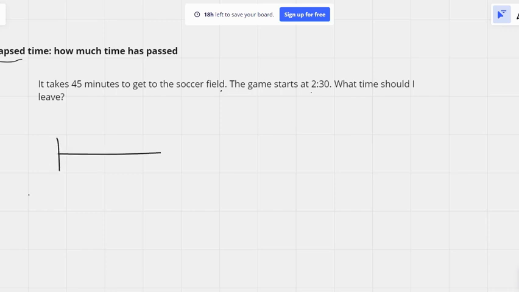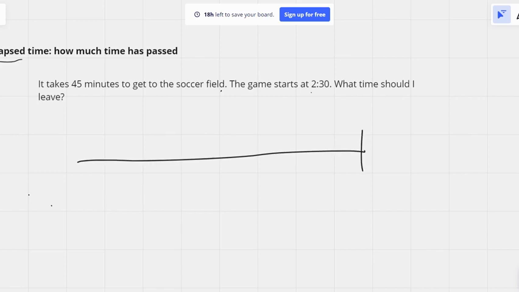So if I take my number line and I write 2:30, but then I see it takes 45 minutes to get to the soccer field. What time should I leave? Well, then I realize, oh, I have to go backwards, because first I'll leave, then I'll drive 45 minutes, and then I need to get to the soccer field at 2:30. So that makes me realize that I need to erase this, and then I need to try again and put 2:30 at the end because this time I'm going backwards.